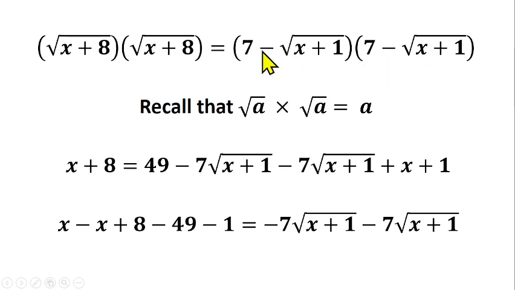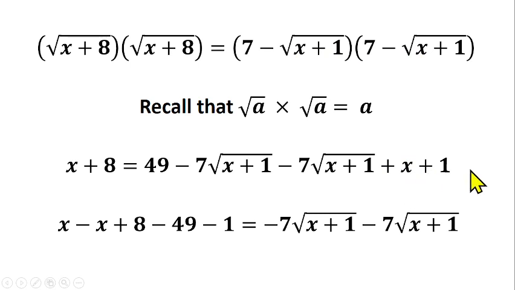You are having 7 minus this, so we need to multiply it out. How do we do that? 7 times 7 will give us 49. Then 7 times minus sqrt(x + 1) will give us minus 7 sqrt(x + 1). Also, minus sqrt(x + 1) times 7 will give us minus 7 sqrt(x + 1). Then minus times minus will give us plus. sqrt(x + 1) times sqrt(x + 1), according to this rule, will give us x + 1.